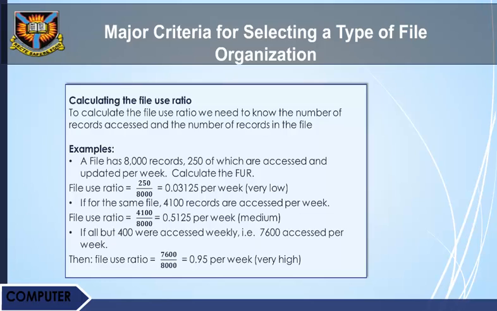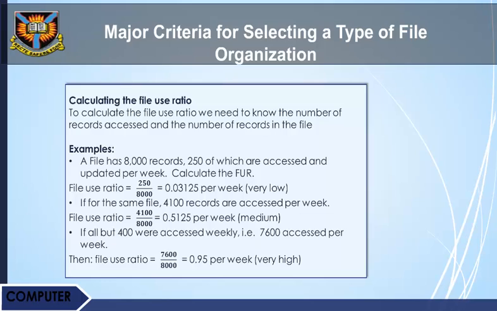Calculating the file use ratio. To calculate the file use ratio, we need to know the number of records accessed and the number of records in the file. Example: a file has 8,000 records, 250 of which are accessed and updated per week. Calculate the FUR. File use ratio is equal to 250 over 8000, which is equal to 0.03125 per week, very low.